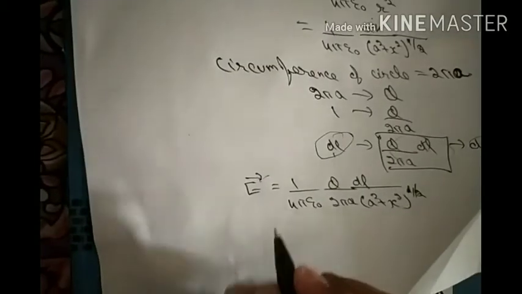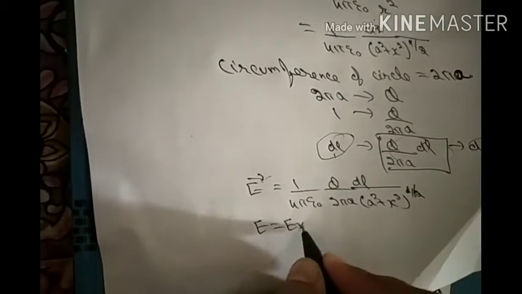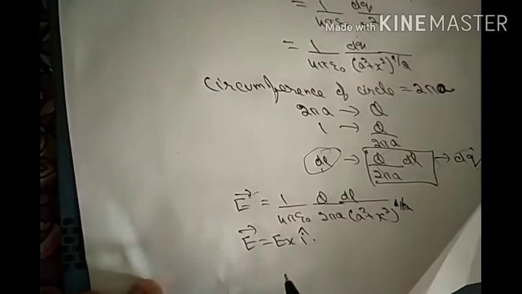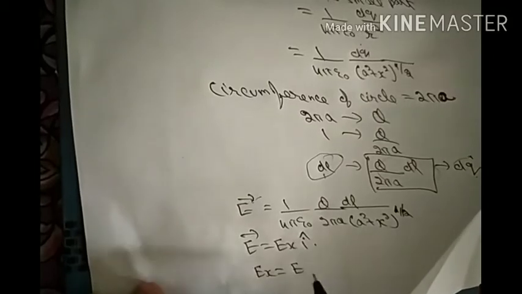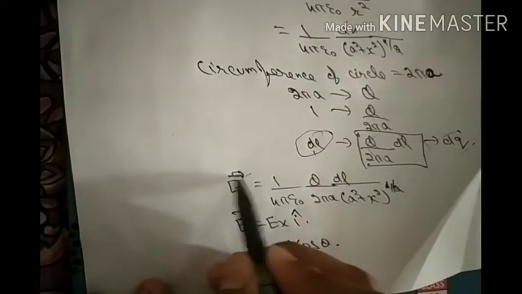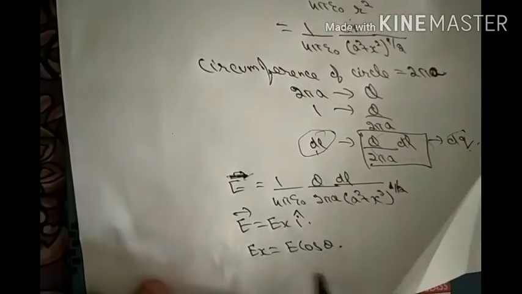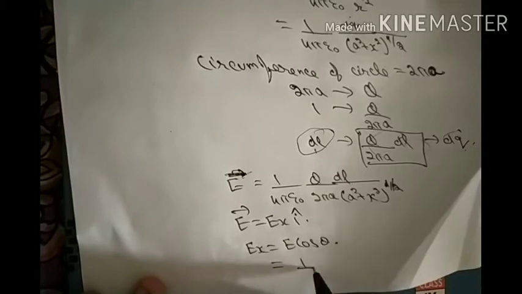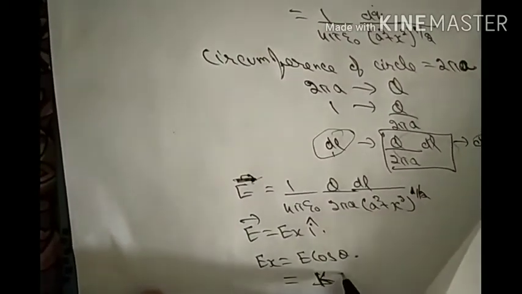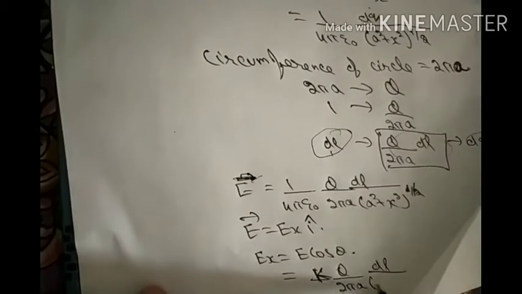So the direction is E = Ex i cap, so only the x component is there in the E vector. Now we can write Ex = E cos theta. And we have to find the value of E, so we can substitute here: 1 by 4 pi epsilon naught is k, and then 2 pi a dl upon (a square plus x square) and cos theta.